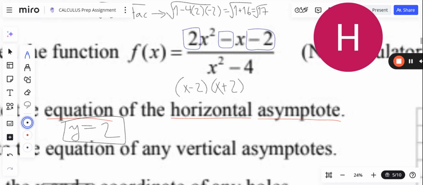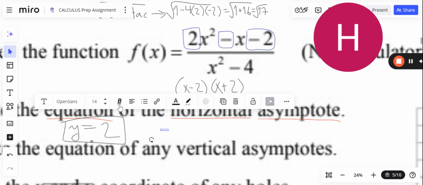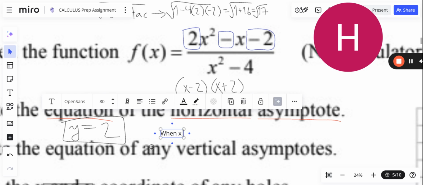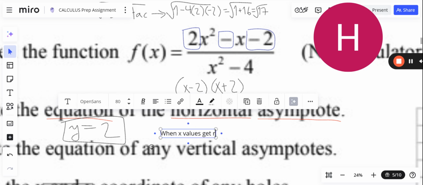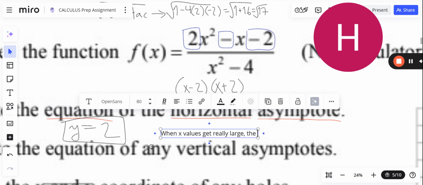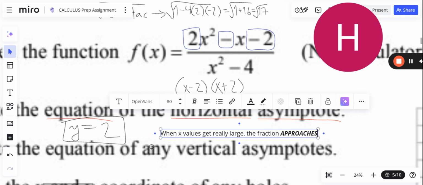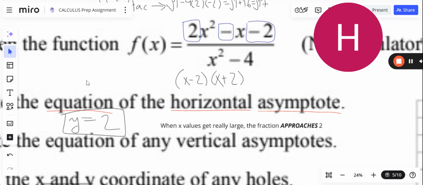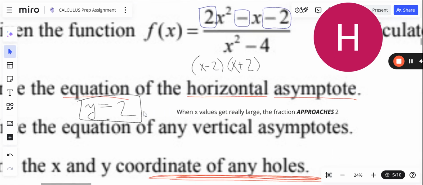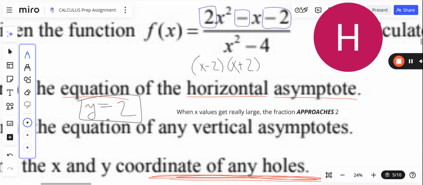What that means is that when x values get really large, whoa, let's make this quite a bit bigger. When x values get really large, the fraction approaches, it's never quite equal to 2, but it approaches 2. And that's why we call it an asymptote, because it doesn't actually get there, but the 2 is sort of like a boundary line.